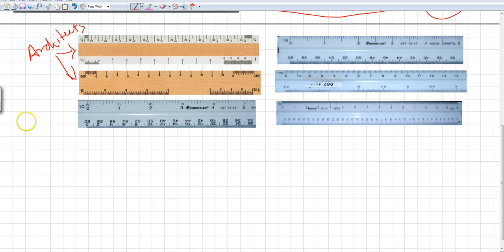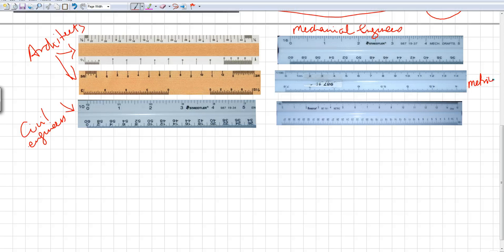Now civil engineers use the civil engineering scale. Now the one on the top is the mechanical scale. So who uses it? Obviously mechanical engineers, those who make the machine parts and machine drawings and stuff like that. And finally we have the metric scale.